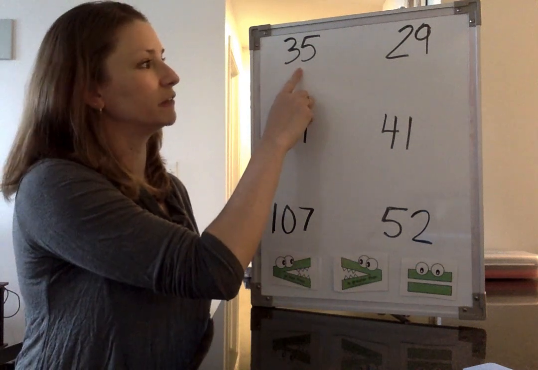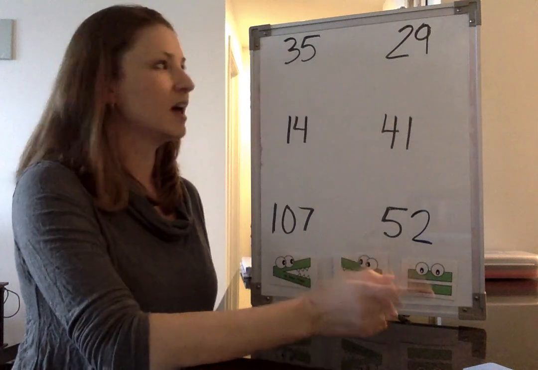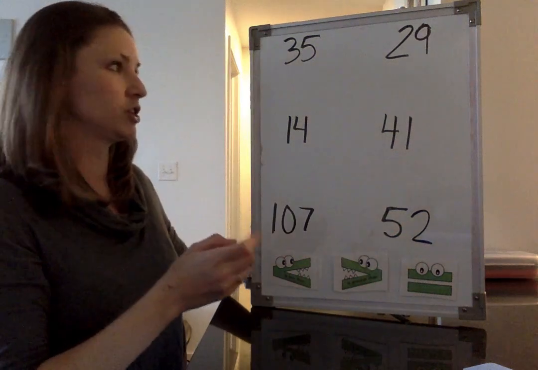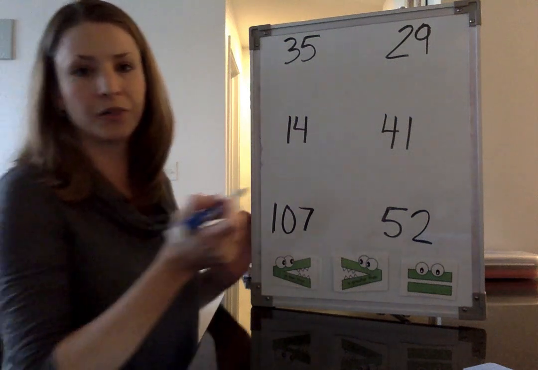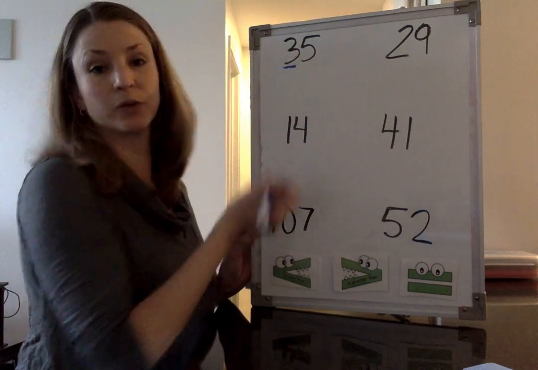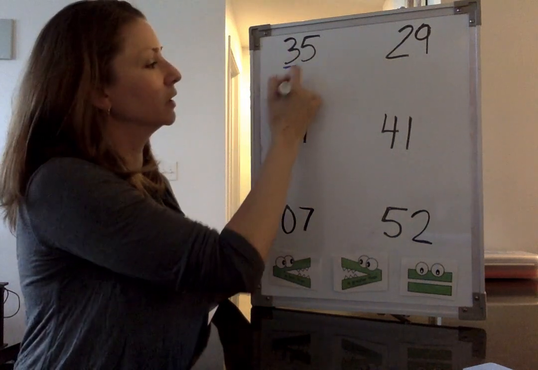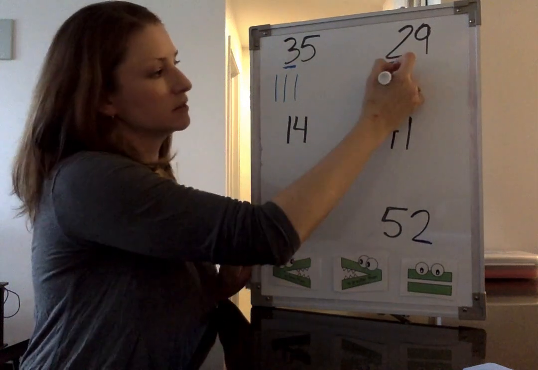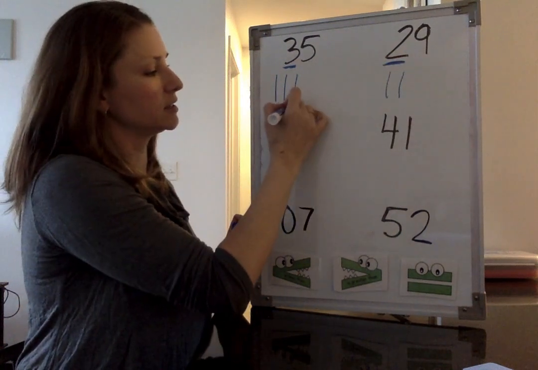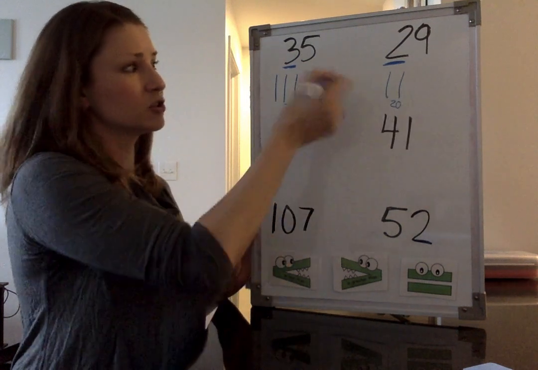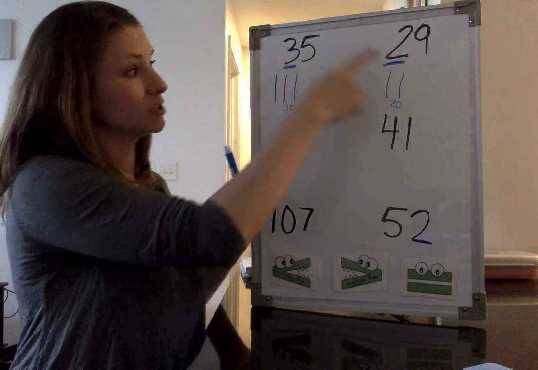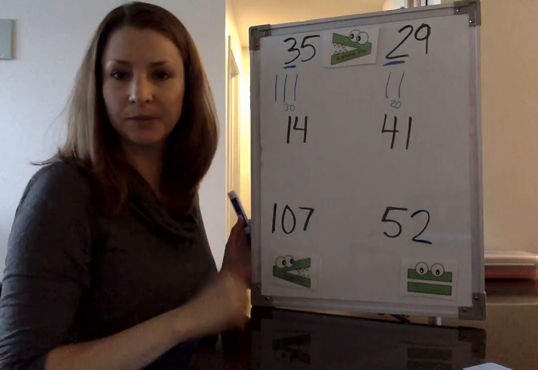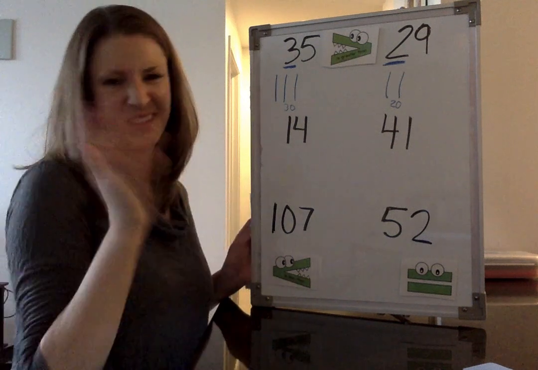We have 35 and 29. Some of you, I'm sure, can already tell which one's greater and which one's less, but I want to be a great mathematician and show my work. So I know the number 35 has 3 tens, so I'm going to draw that out. 1, 2, 3. And the number 29 has 2 tens. 1, 2 tens. And 3 tens is 30. 2 tens is 20. So that tells me 3 tens is greater than 2 tens, which means 35 is greater than 29. You agree? Pretty easy.